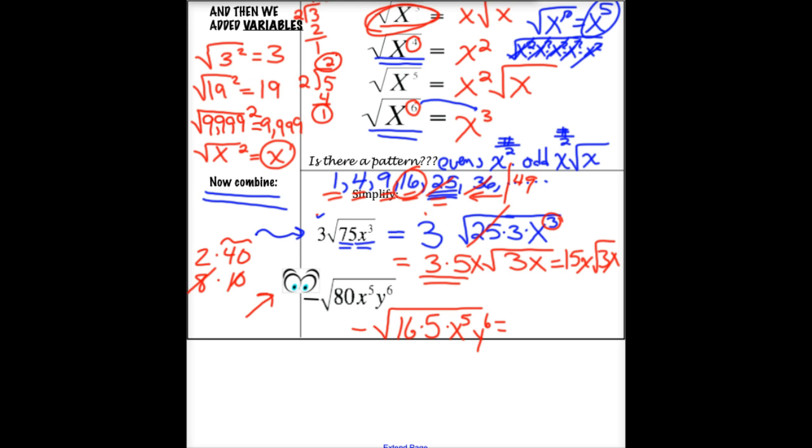The negative stays out front. Square root of 16 is 4, pops it out. Root 5, nobody knows. Square root of x to the 5th, divide it by 2, and I get 2 that pop out, 1 that stays in. Square root of y to the 6th, 6 divided by 2 is 3, so 3 pop out, no y's stay in. It's looking ugly, so I'm going to rewrite it. I get negative 4 x squared y cubed times the square root of 5x.